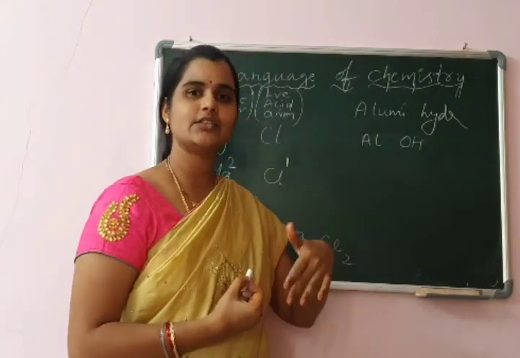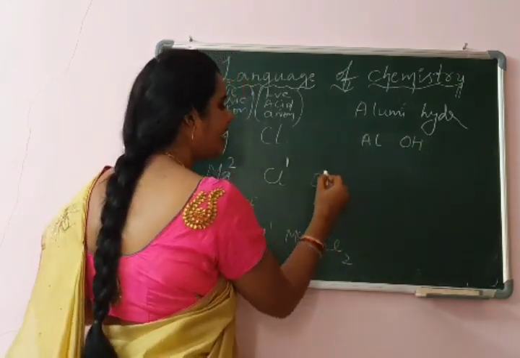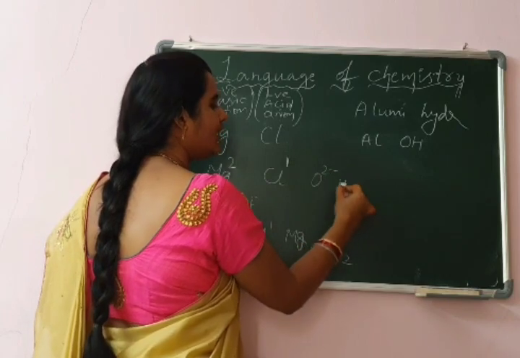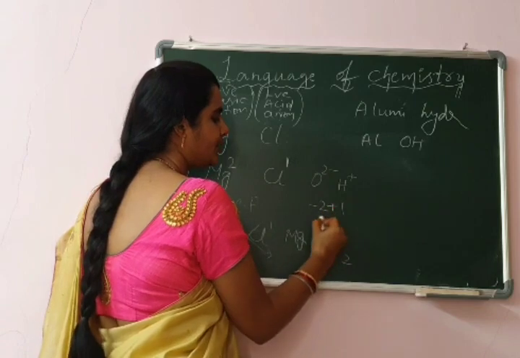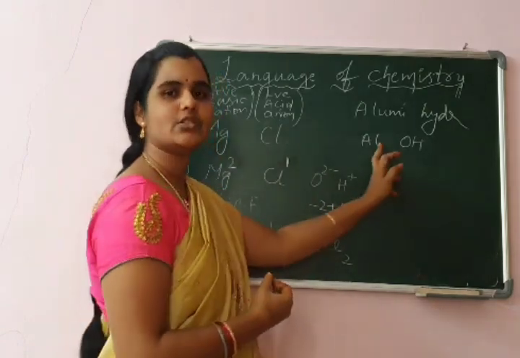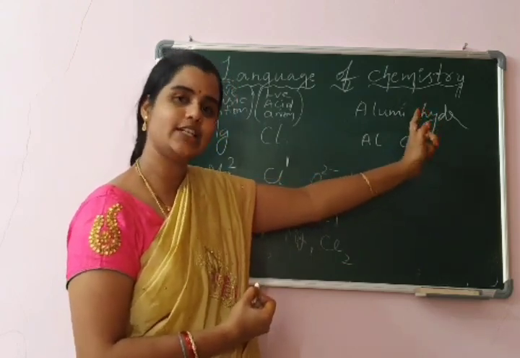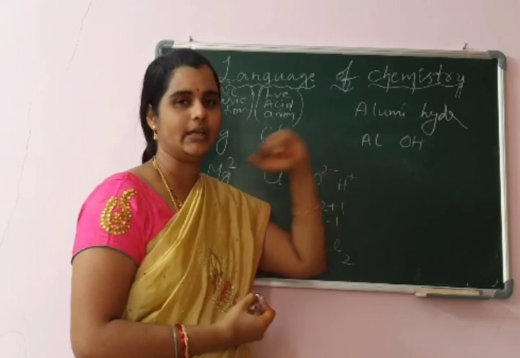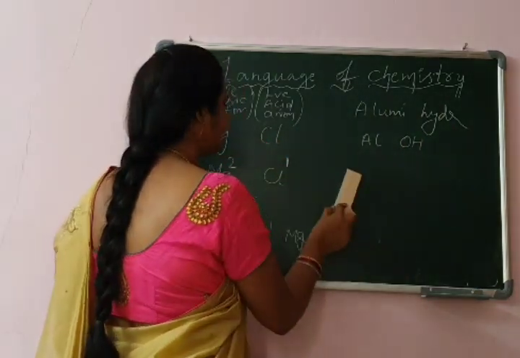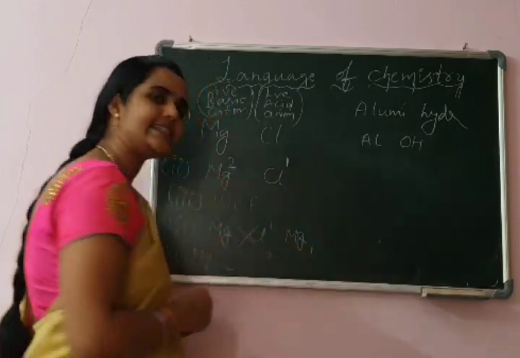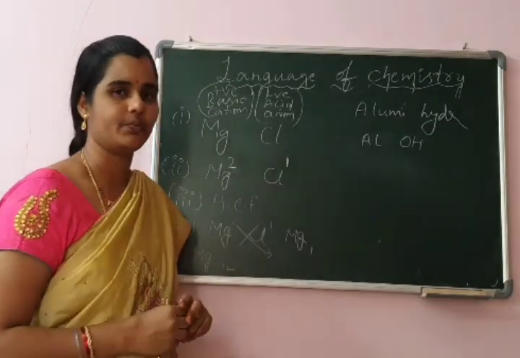If you don't know the valency of these compound radicals, you can calculate it easily. Oxygen, you know the valency is 2 minus, hydrogen H is plus 1. So minus 2 plus 1, you will get minus 1. So the valency of OH is minus 1. The oxidation state of the hydroxide ion is minus 1. So the first step is to write the symbols side by side. What is the second step? You have to write the valencies on the top.